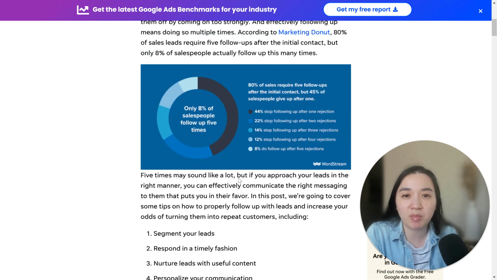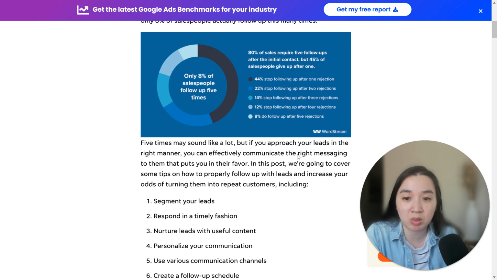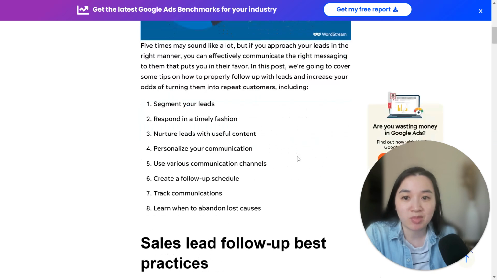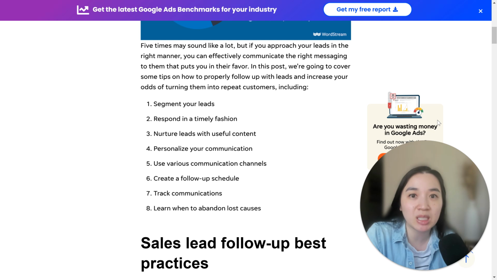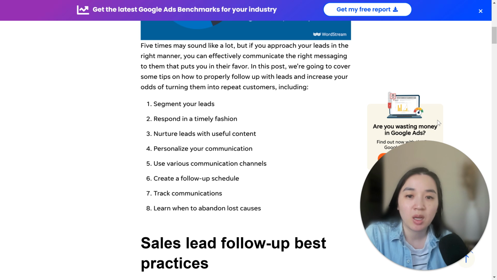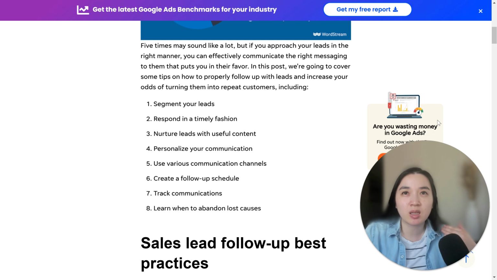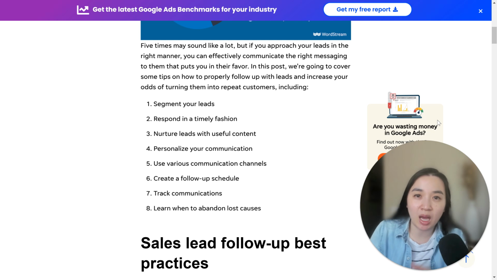But if you have made just one attempt to get in touch with someone and then just leave it at that, then the likelihood of you converting them is extremely, extremely low. So yeah, five times might sound like a lot, but maybe try to bake that into your systems here. If you approach your leads in the right manner, you should be able to communicate with the right messaging and the right channels that allow you to stay at top of mind.